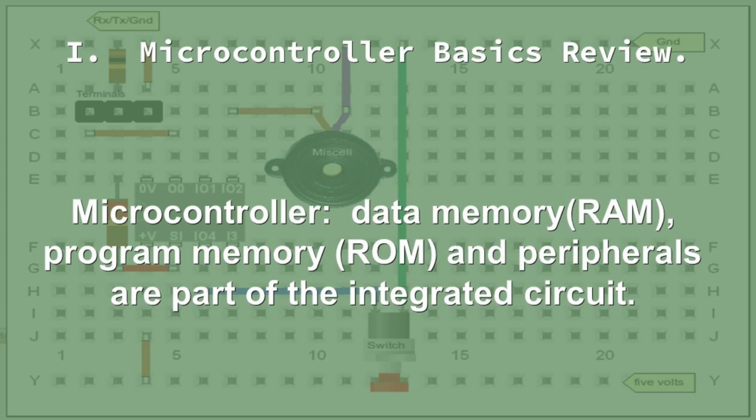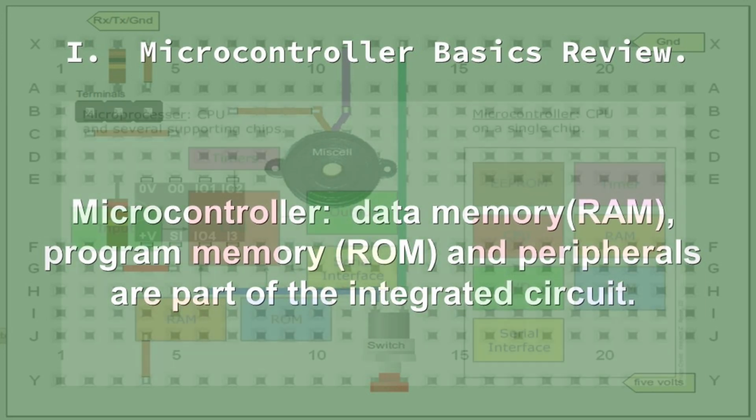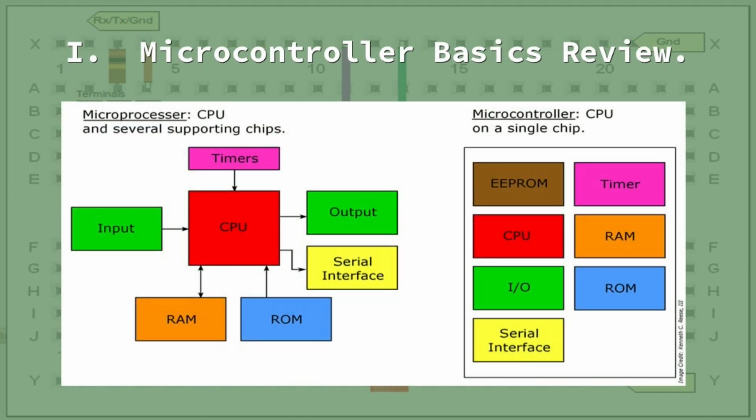There we go. With a microcontroller, your data memory, your program memory, and peripherals are all on one die, all in one integrated circuit. And there's a nice little figure I found online. You can see who it's attributed to. I did not create this graphic. I found this on the internet, and it illustrates this so well. You can see the microprocessor. It'll have input-output ICs. It'll have data and program memory on separate ICs.